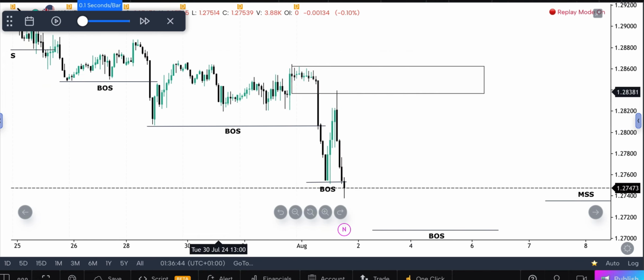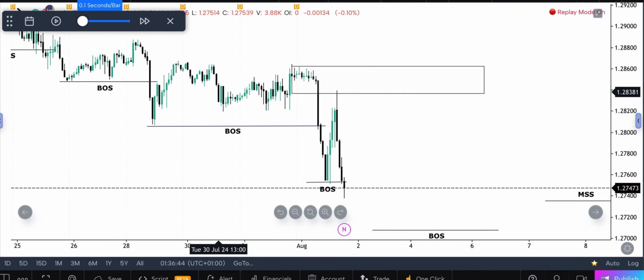So if I wanted to get involved in this trade after marking up my supply zone, I'm going to set my entry around that zone. I'm going to set my take profit right below this previous lower low.